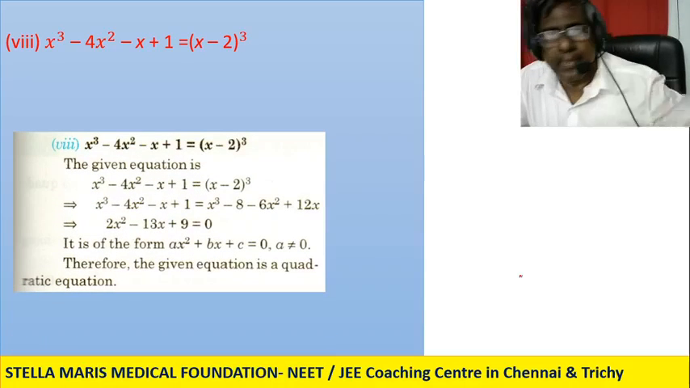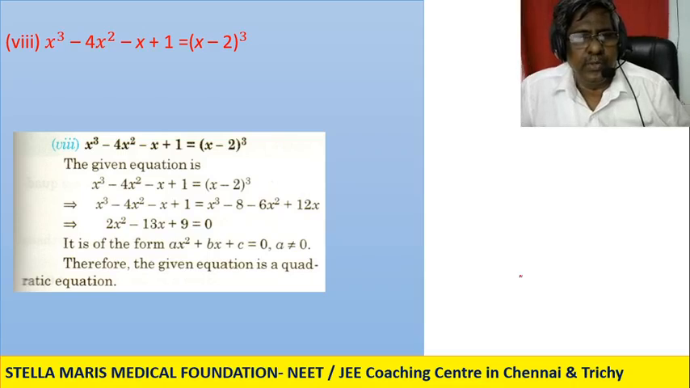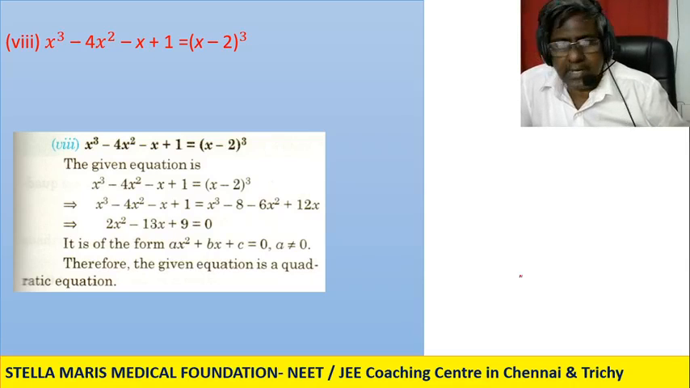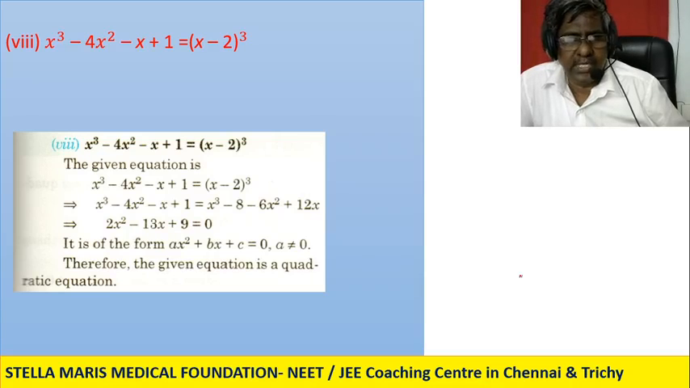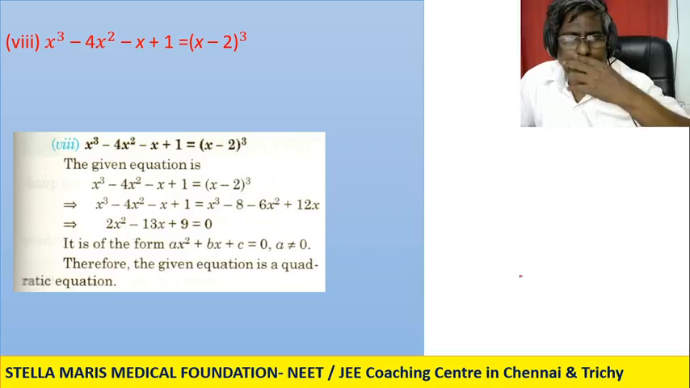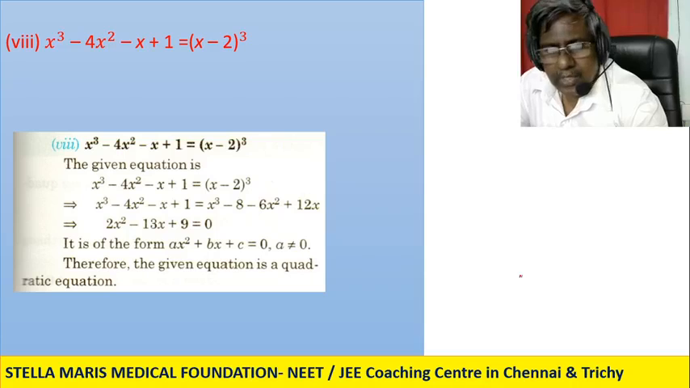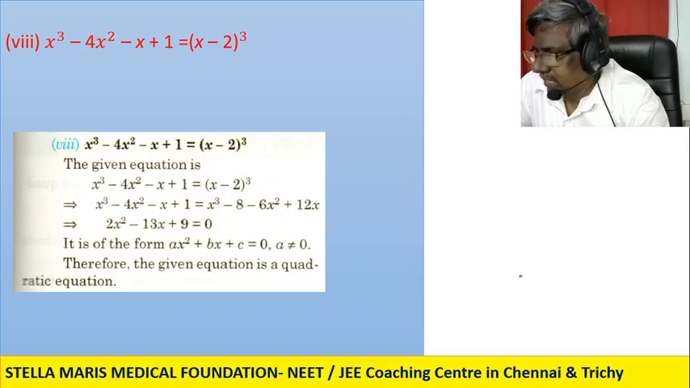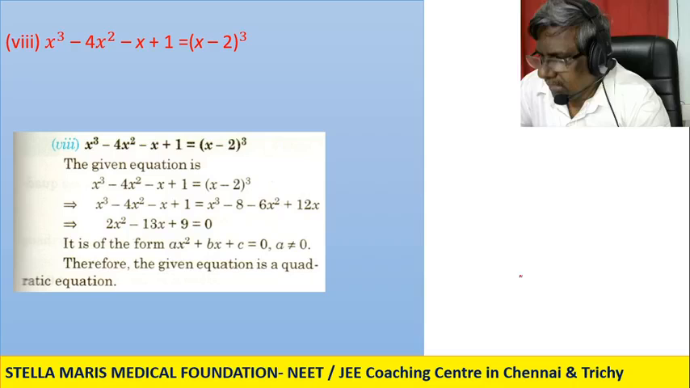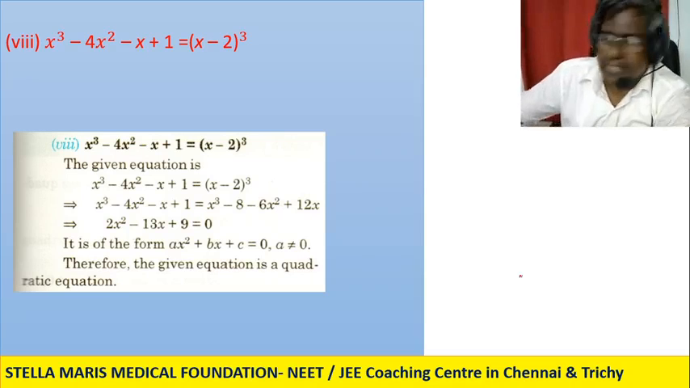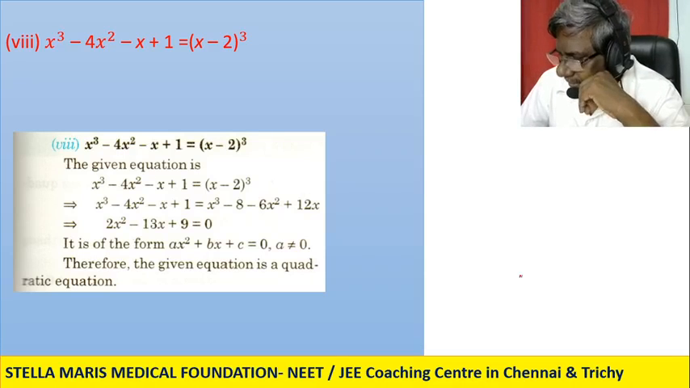See, you see the workout? Yes, it is a quadratic equation. When you arrange it, the final outcome will be 2x square minus 13x plus 9 is equal to 0, which is in the form of ax square plus bx plus c is equal to 0, where a is not equal to 0. Therefore the given equation is a quadratic equation. Today we have seen the very basic, fundamental things. Now you are able to tell me at a look whether an equation is a quadratic equation or not. If I give an equation, you will immediately say whether it is quadratic.